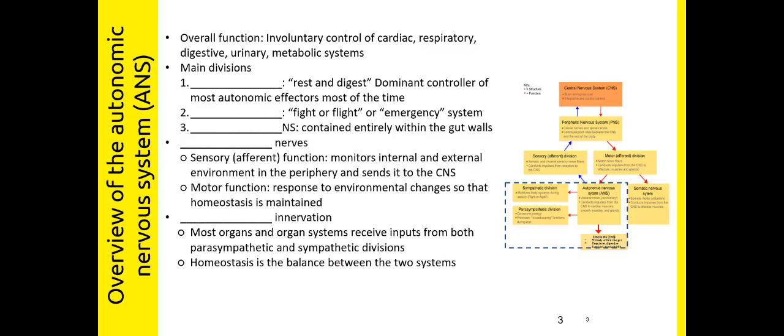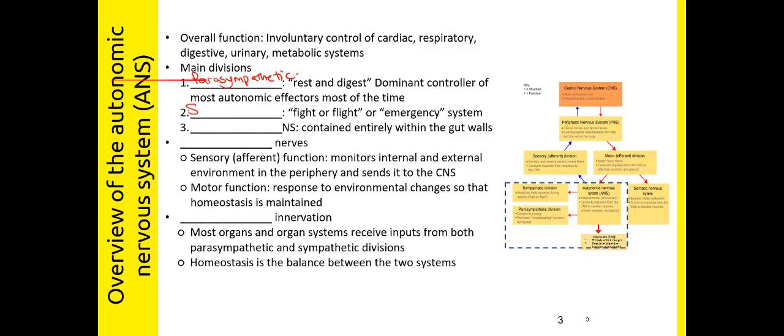There are three main divisions of the autonomic nervous system. The first one is the parasympathetic nervous system, or the parasympathetic division. This is sometimes called the rest and digest system. So when we're relaxed, when we're not doing anything, when we're sleeping, when we're eating, when we're resting, when we're watching TV, this is the dominant control, right? So the parasympathetic nervous system is the one that is typically in control most of the time.